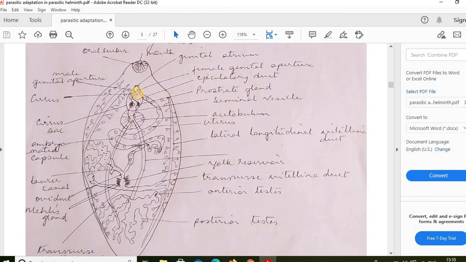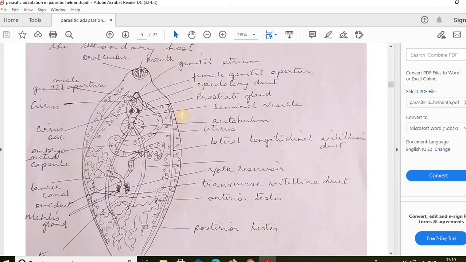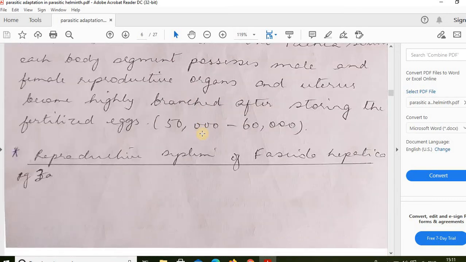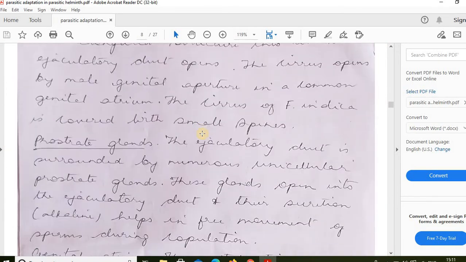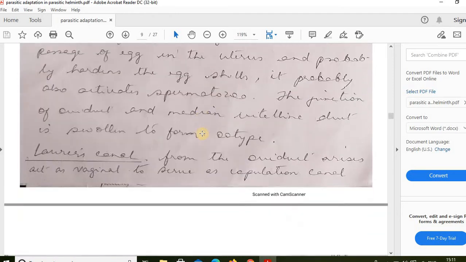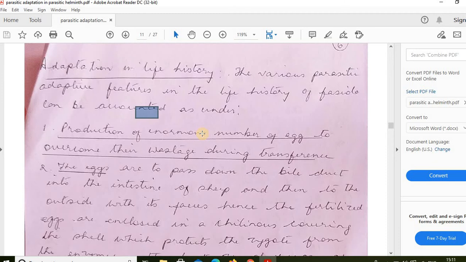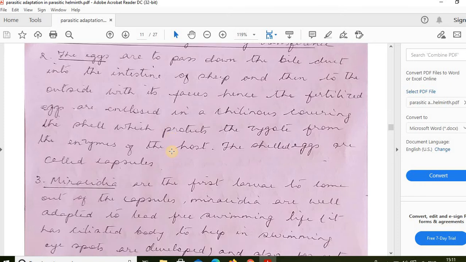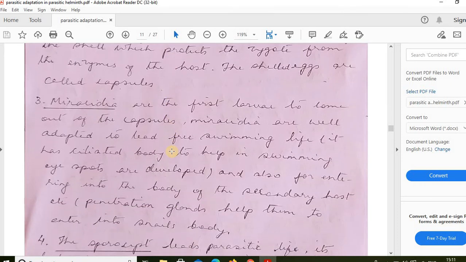These fertilized eggs will come out through the gonopore and then through the liver, bile duct, through the intestine of the host, and then the host will pass the excreta, and then it will infect another host or secondary host. That is a snail. We'll come to that later on. So here we will see even there is the adaptation in life history. The fertilized egg encloses itself with the eggshell or capsule so that it's not being digested by the bile juice of the host.